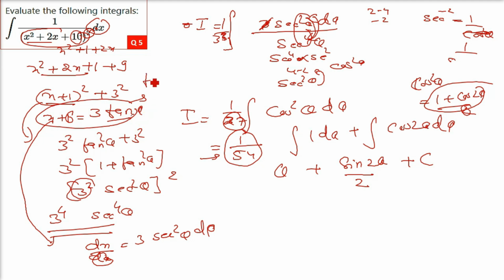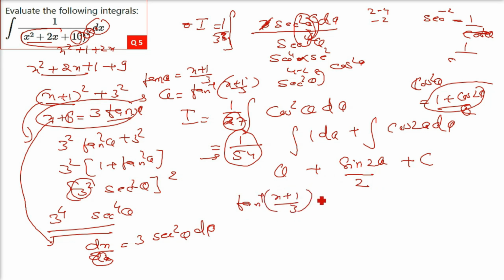Tan theta will be what? x plus 1 divided by 3. Theta will be equal to tan inverse of (x plus 1) by 3. So just replace theta by tan inverse of (x plus 1) by 3, plus sin 2 theta by 2. The denominator 2 we will deal with later. 1 by 54 also has to be dealt with later.